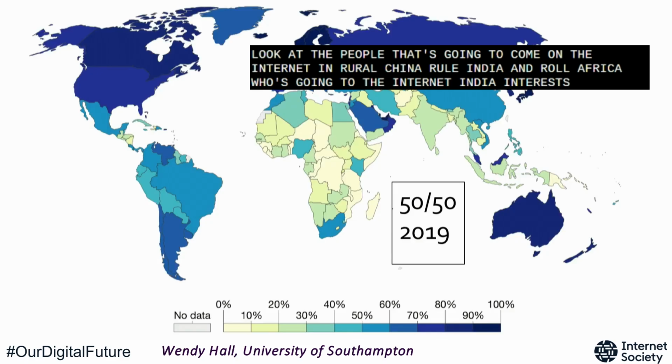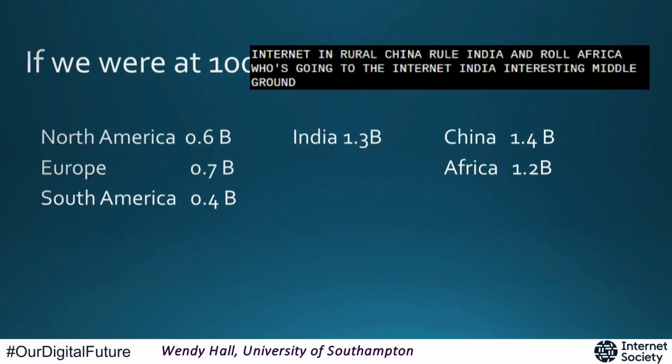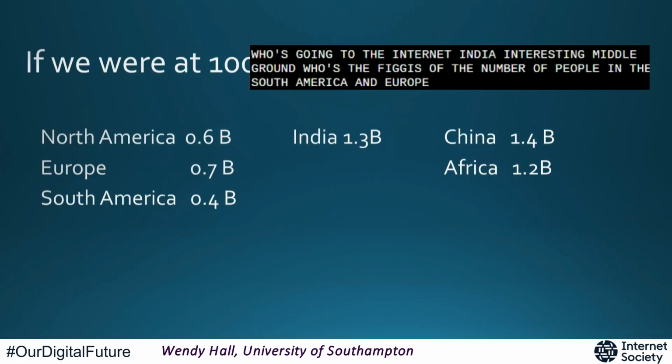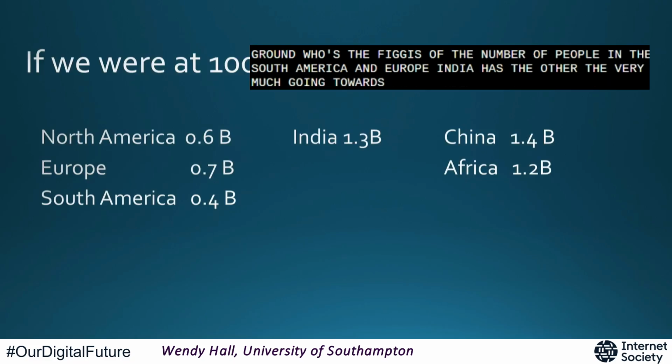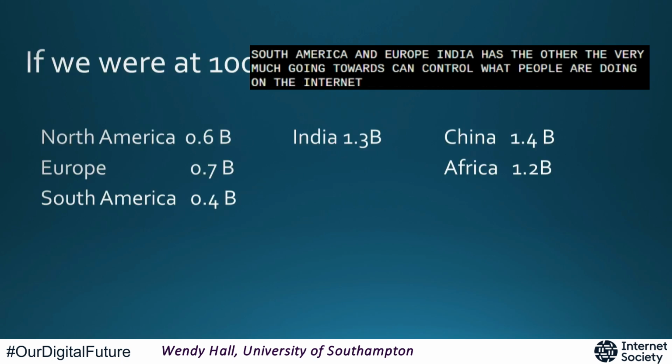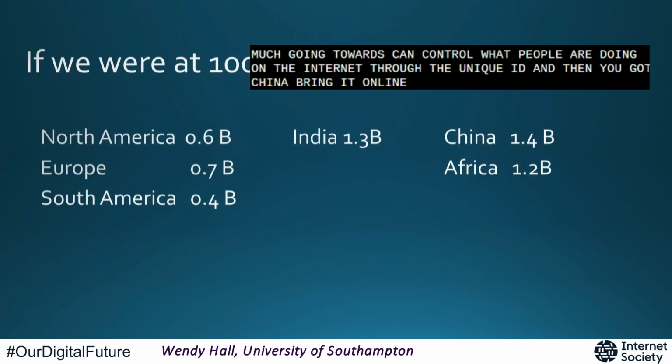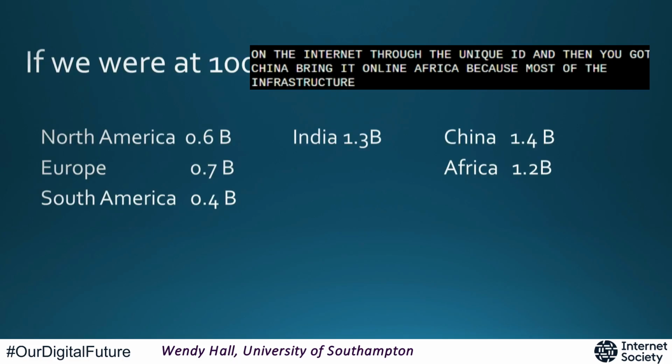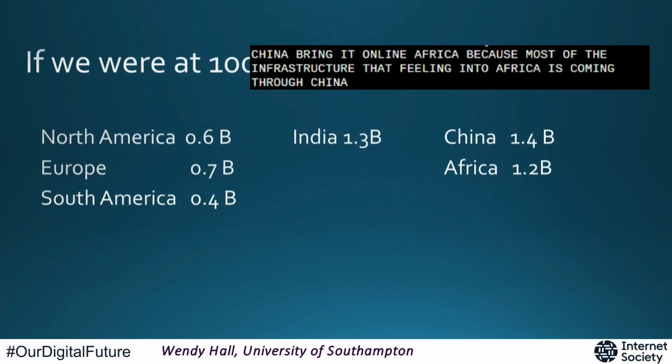India, interesting middle ground. Here are the figures of the number of people in North and South America and Europe. India has the Aadhaar. They're very much going towards control, knowing what people are doing on the internet through the unique ID. And then you've got China bringing online Africa, because most of the infrastructure that's going into Africa is coming through China. You've got vast numbers of people to come online.